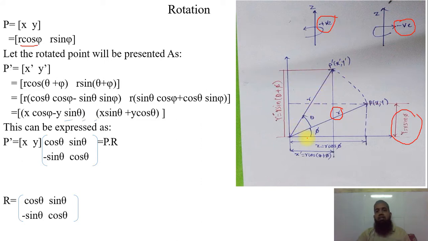But here it is rotated from here to here by theta, so the total angle will be theta plus phi. As usual, r cos only the angle will increase, theta plus phi, r sin theta plus phi. Now I am going to apply the formula of cos of a plus b and sine of a plus b.